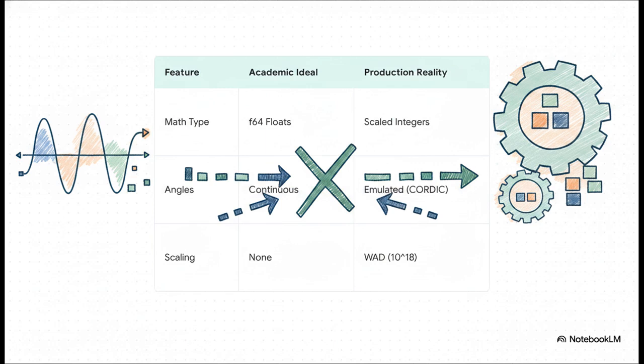To compute sines and cosines, they end up using algorithms like CORDIC. And CORDIC essentially fakes complex trigonometry using only basic addition and whole numbers. They are effectively simulating decimal math using whole numbers just to keep the mathematical invariant intact.